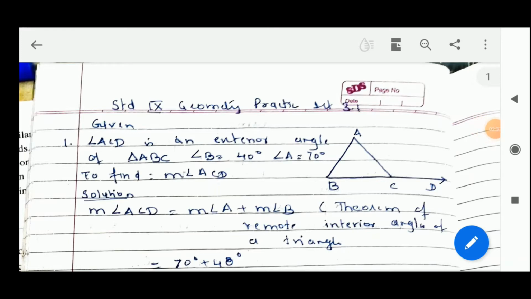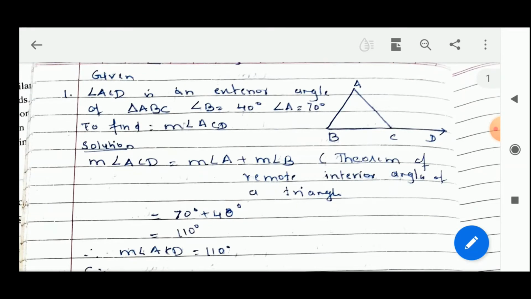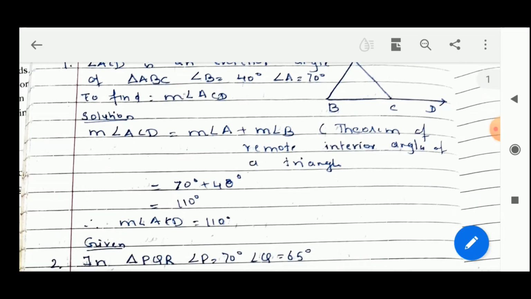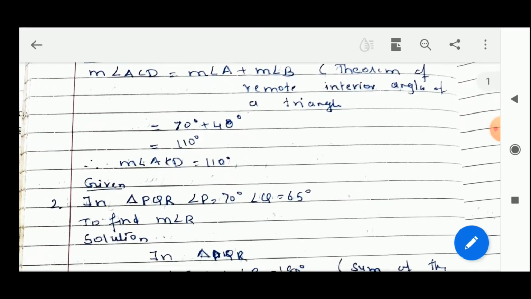Now let us see the first exercise 3.1. Given in the figure, angle ACD is the exterior angle of triangle ABC. Angle B is equal to 40 degrees, angle A is equal to 70 degrees. Find the measure of angle ACD. Now the measure of angle ACD is equal to the measure of angle A plus the measure of angle B, by the theorem of remote interior angles of a triangle. So 70 plus 40 is equal to 110 degrees.